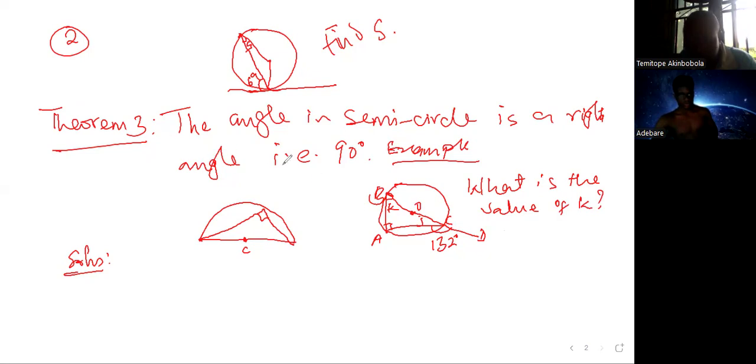So because BD is a straight line, I can now say that J plus 132 equals 180 degrees. Sum of angles in a straight line.